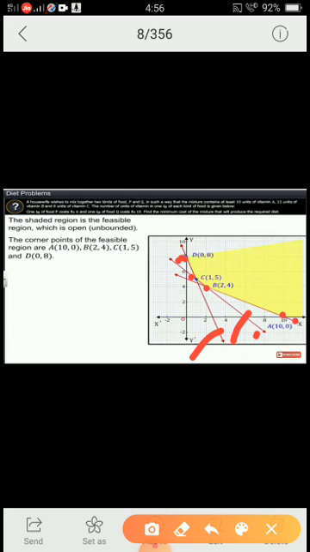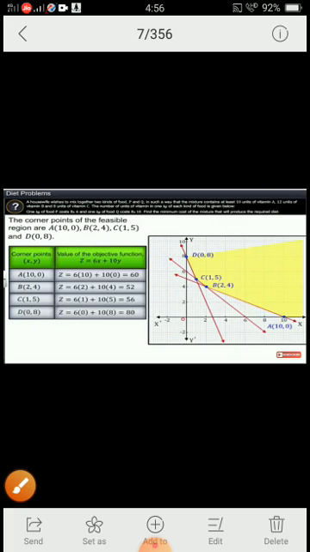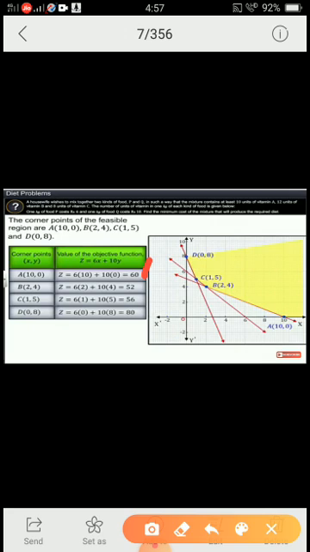After that, what is the duty? What we are doing is we find the value of z, the objective function. So substituting the values of x and y of the points in the given objective function, we find what it is. So at the corner points A, B, C, D, we get the value of objective function z as: at point A it is 60, at point B it is 52, at point C it is 56, and at point D it is 80.